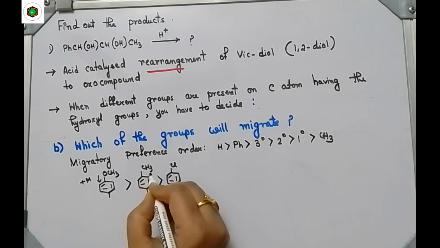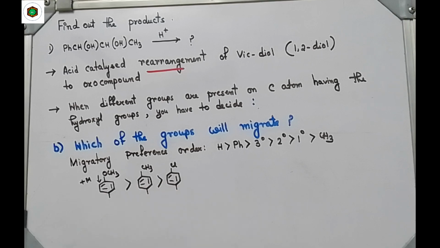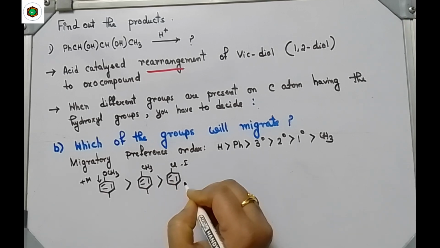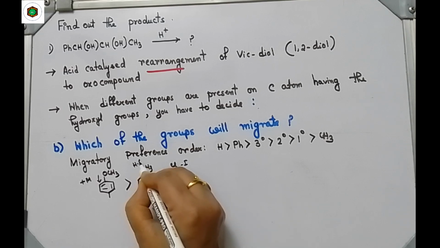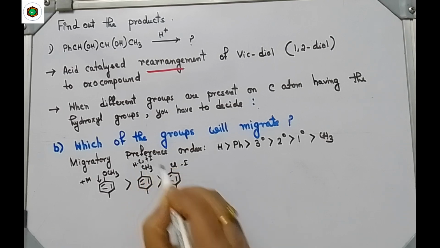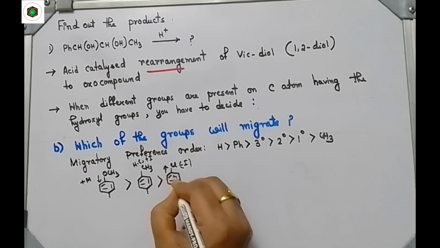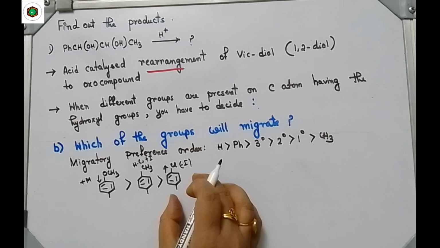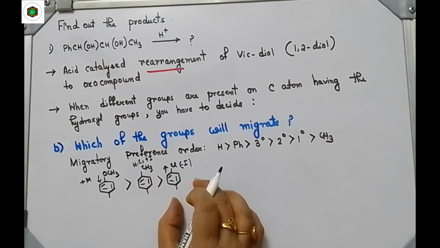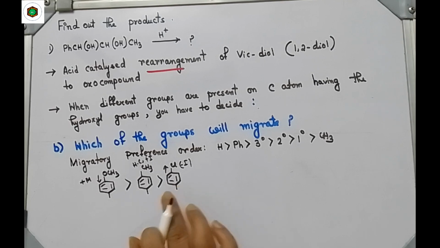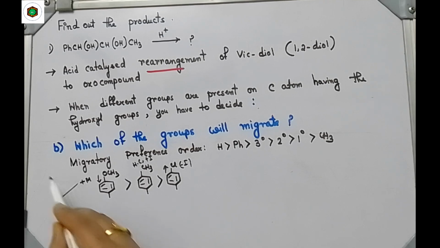Then this is electron releasing by hyperconjugative and inductive effect. So then this one, and here Cl is having minus I effect. This is hyperconjugative and plus I effect. This is by minus I effect. This will withdraw electron density from the ring. So this is having lowest migratory preference. Unsubstituted benzene ring is having more migratory preference than this chloro substituted one. You have to remember all those things.